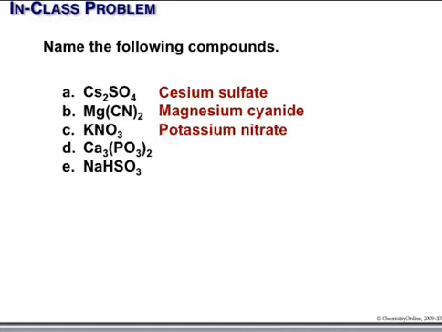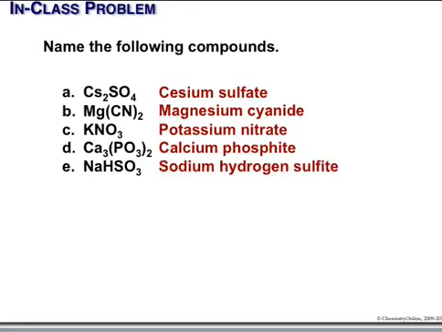The parent for the phosphorus oxyanions is phosphate, PO4. If we're missing one oxygen, what is it? Phosphite. Therefore, this is simply calcium phosphite. SO4 is sulfate. SO3 is therefore sulfite. We have a hydrogen, so this is sodium hydrogen sulfite.